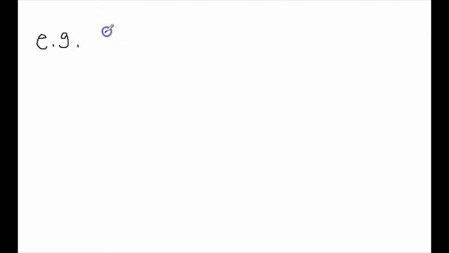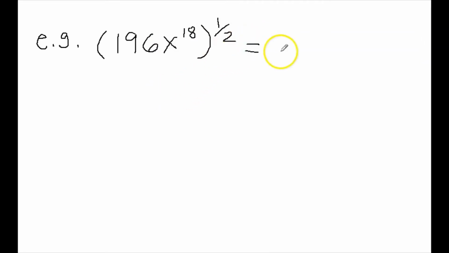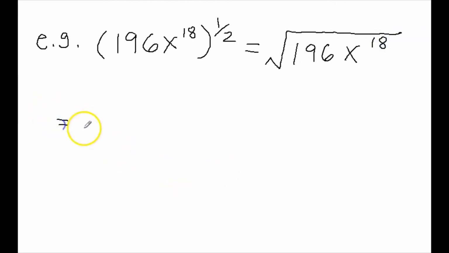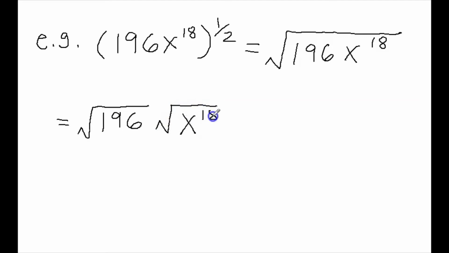Suppose I want to rewrite 196 x to the 18th power to the 1/2 power. So now I'm throwing in some variables. 1/2 power, that means square root. So this is actually the same thing as the square root of 196 times x to the 18th power. How was that? Now you can split this up into 2 separate square roots. The square root of 196 and the square root of x to the 18th.